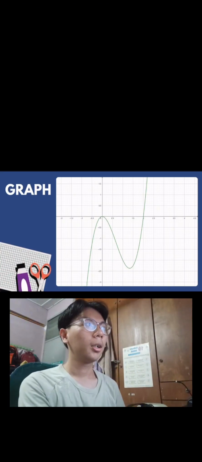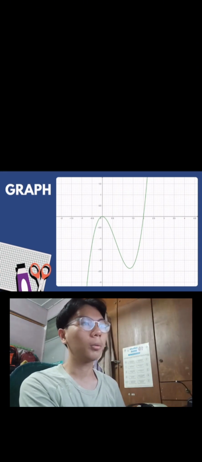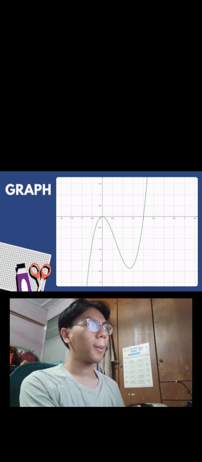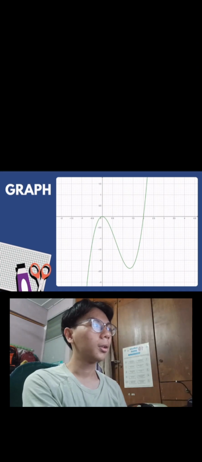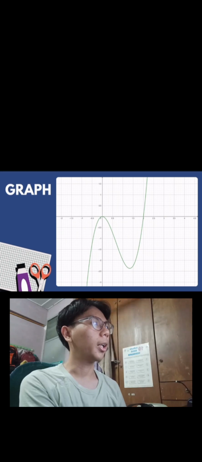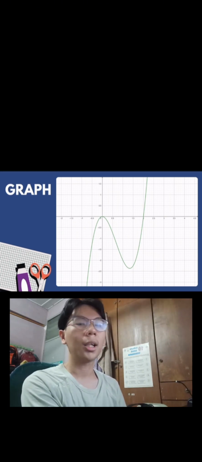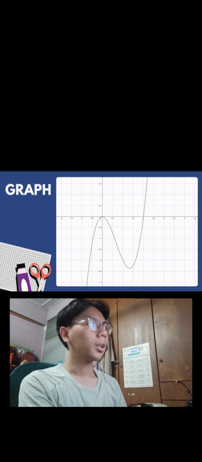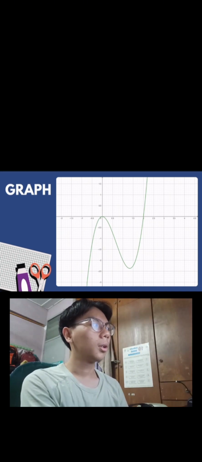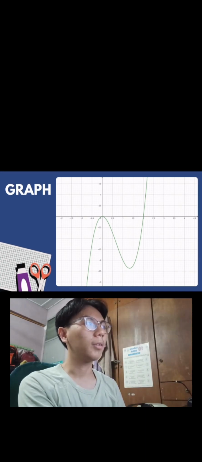Okay, finally, as we can see from the graph shown, this is how we sketch the graph. After we sketch the graph, we will get a cubic graph. As you can see, for the x-axis the line will touch 2 and 0, and for the y the line will go to negative 2.37.